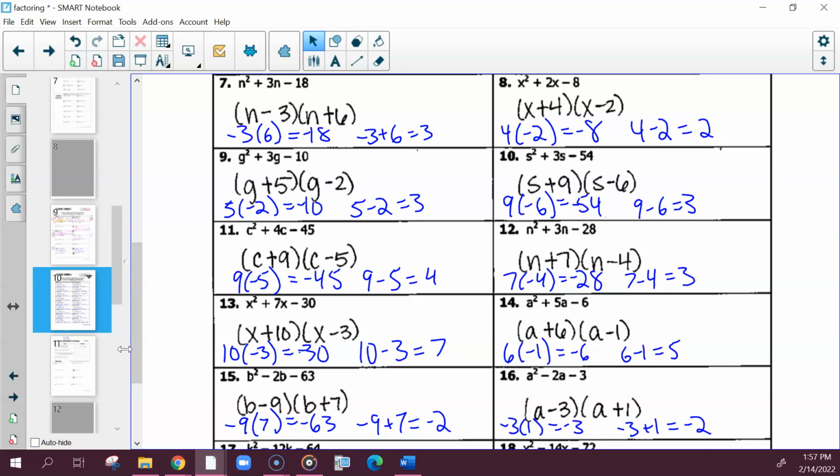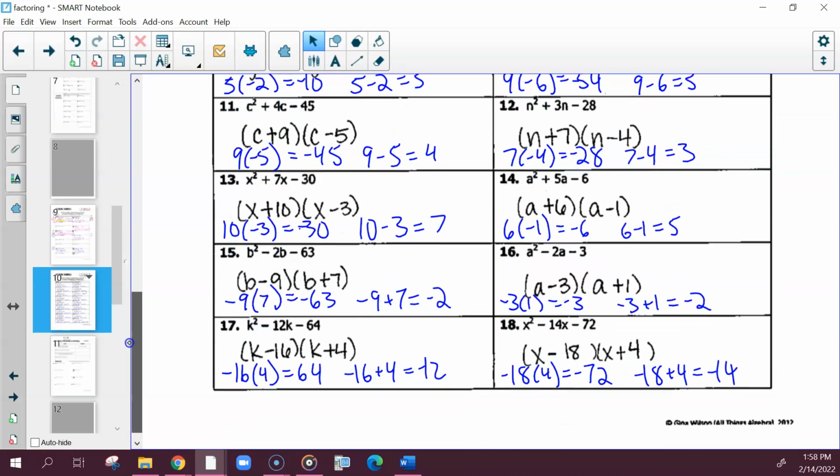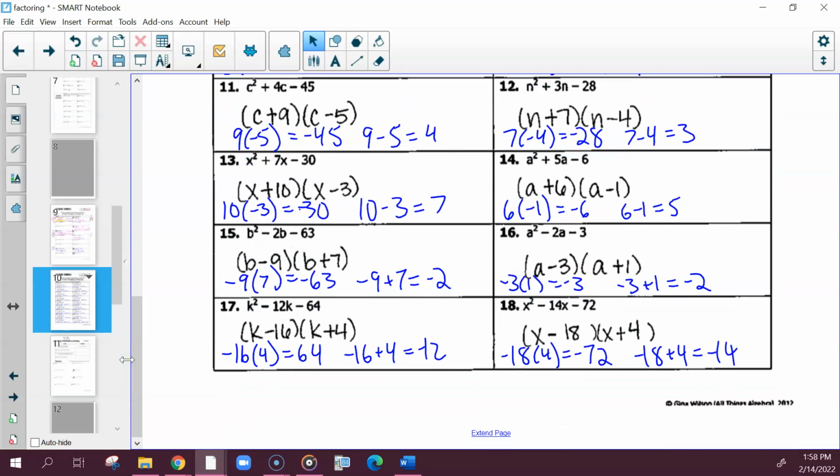We did one. 11, c plus 9, c minus 5. 12, n plus 7, n minus 4. 13, x plus 10, x minus 3. 14, a plus 6, a minus 1. We did 15 and 16. 17, k minus 16, k plus 14. And 18, x minus 18, x plus 4.